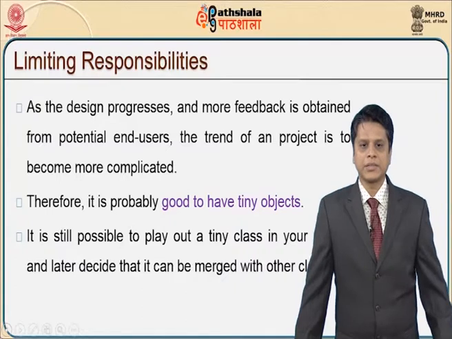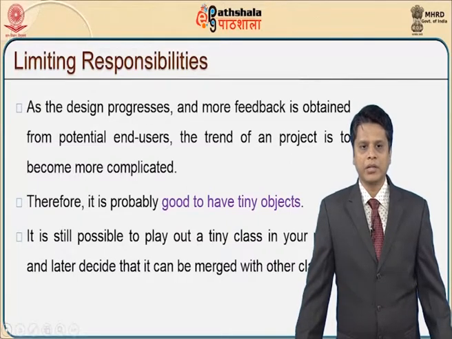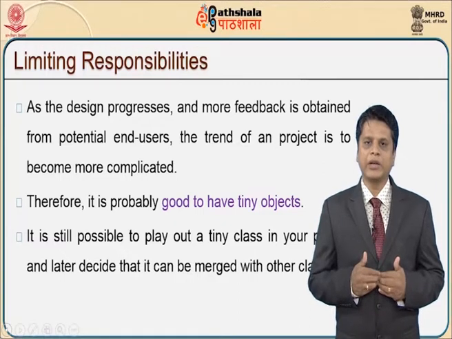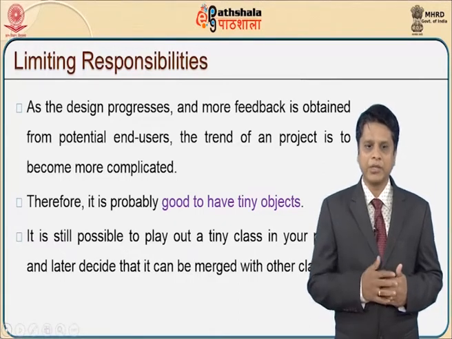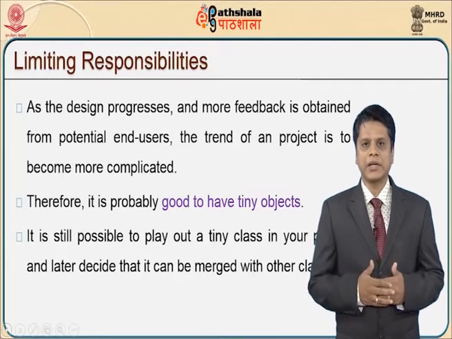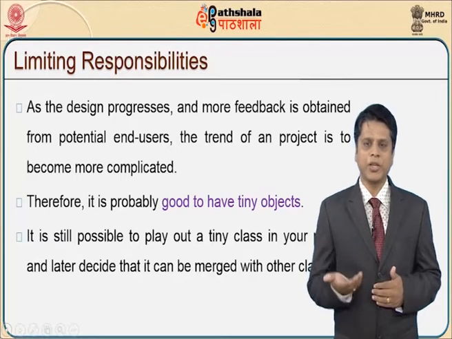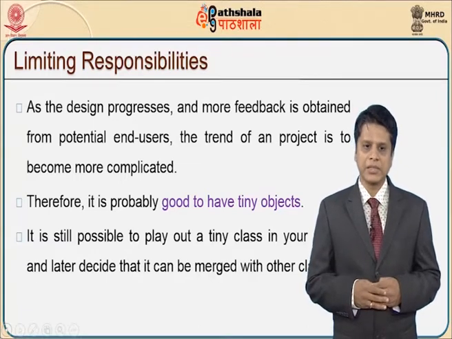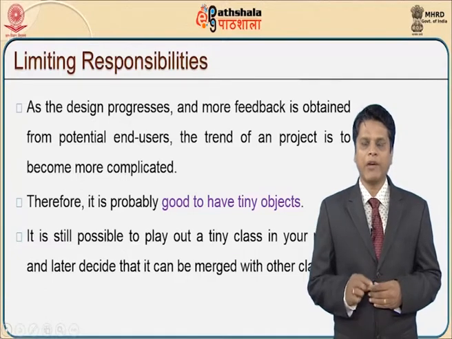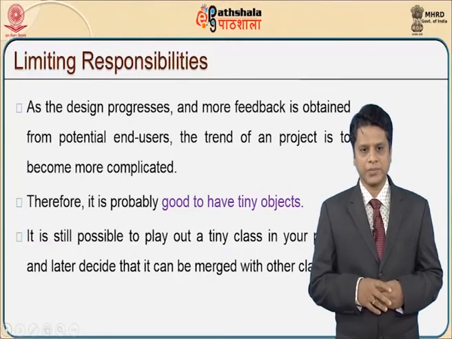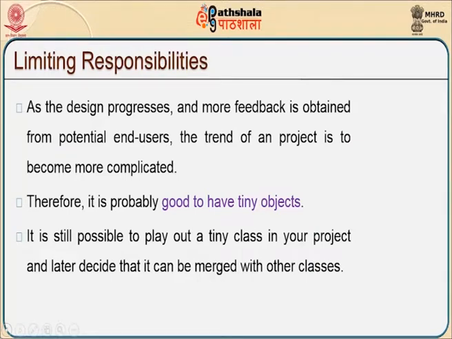As a design progresses and more feedback is obtained from the potential end users, the trend of a project is to become more complicated. Whenever we start with a project, we clearly distinguish between a class, object and a method, but as the design progresses and we get more feedback, there is a possibility of it getting more complicated. So it is probably good to have very limited and tiny objects. It is still possible to start with a tiny class in your project and later decide that it can be merged with other classes.